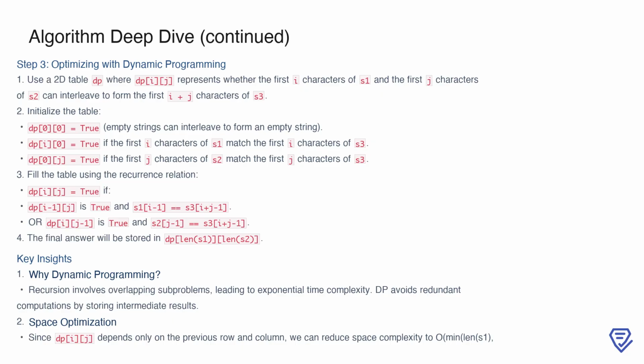Next, we fill in the table using a recurrence relation. Specifically, DP[i][j] is true if either DP[i-1][j] is true when the current character of S1 matches S3, or DP[i][j-1] is true when the current character of S2 matches S3. This ensures we're accounting for all possible ways S1 and S2 could interleave to form S3. By the time we fill the table, the answer will be stored in DP[len(S1)][len(S2)]. This approach avoids redundant computations and ensures we solve the problem efficiently.